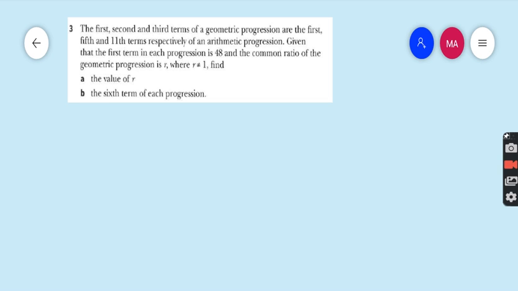Question number 3: the first, second and third terms of a geometric progression are the first, fifth and 11th terms respectively of an arithmetic progression. So we have two progressions: one is geometric and the other is arithmetic.